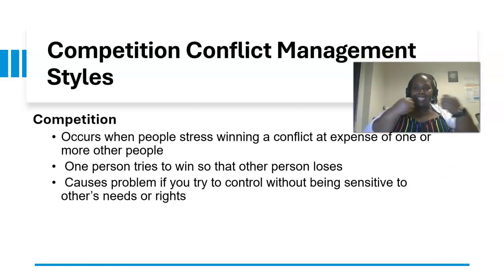Then we have the opposite, competition. That's when we advocate for what we want and what we need from our group. So this occurs when people stress winning a conflict, sometimes maybe at the expense of one or two people, but it is advocating for oneself. One person tries to win, so the other person loses. And if you're trying to control without being sensitive to the needs of others, then that can go too far. So have a healthy sense of advocacy for one's own goals, but don't try to step over your teammates to do so.